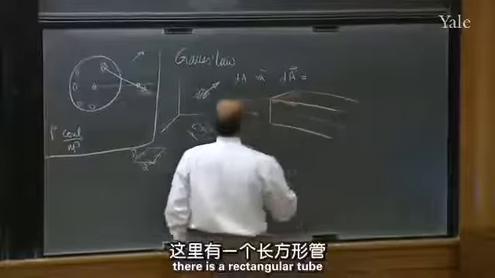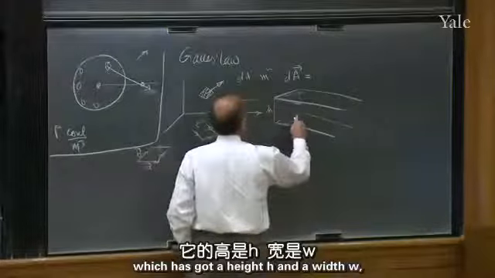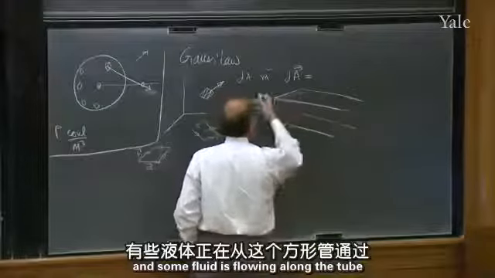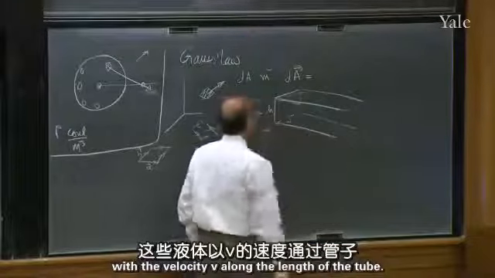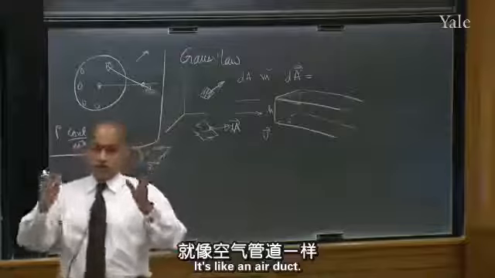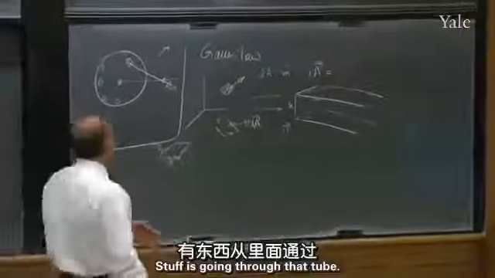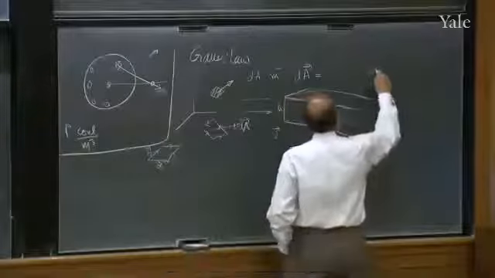There's a rectangular tube which has a height h and a width w, and some fluid is flowing along the tube with a velocity v along the length of the tube. You got that? It's like an air duct. Stuff is going through that tube. It's got a rectangular cross-section. Cross-sectional area is hw.